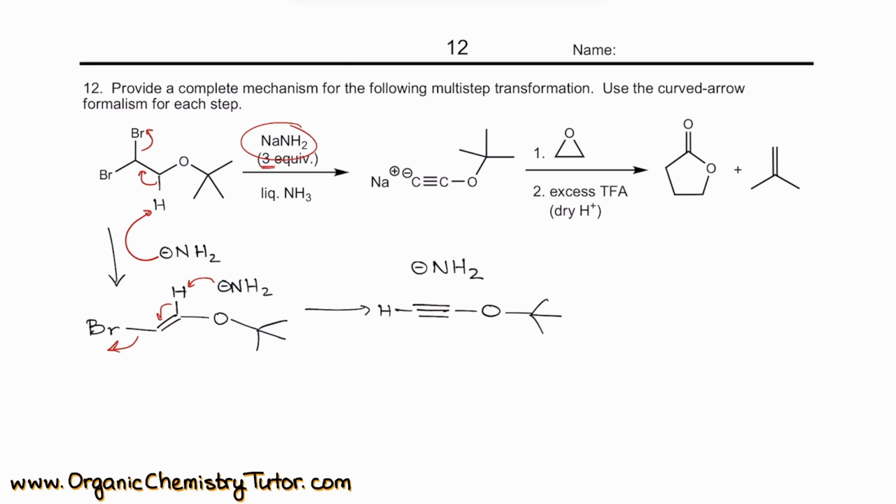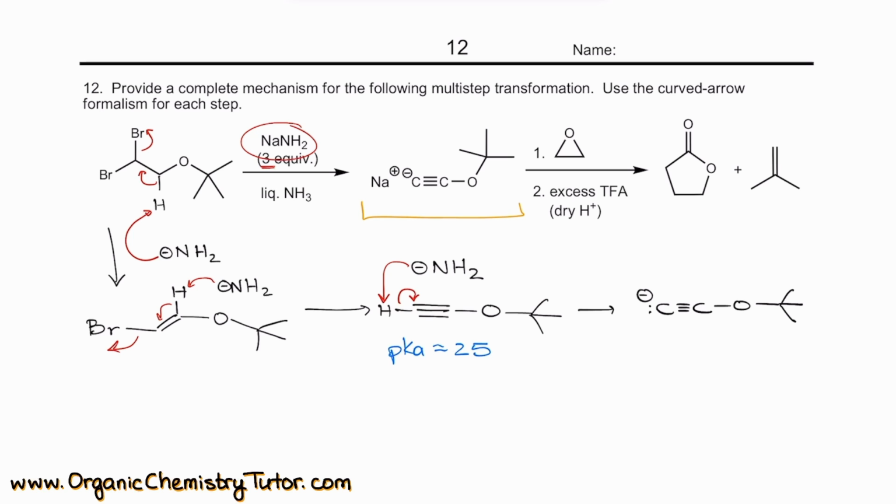I will remind you that the pKa of the terminal alkyne is somewhere around 25, which means that the amide is definitely strong enough to pull that proton off. So that third equivalent is going to come in, pull that thing off, and we are going to end up with the negatively charged carbon at the end of our alkyne, and then the rest of our molecule like so, which is our intermediate right over here.